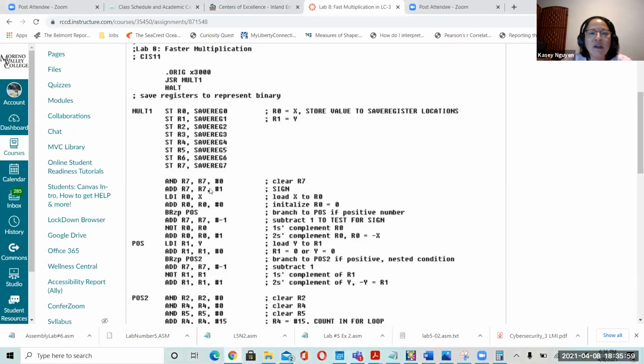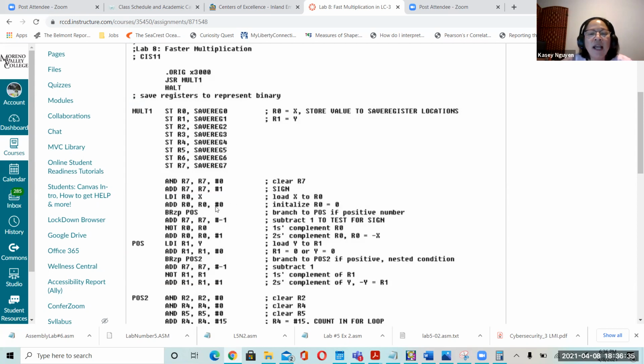So here is where we're going to load. We're going to add the 1 to register 7, so that we represent that as a sign. Then we are going to load X to register 0. And we want to initialize, right? Here you can do a clear, or you can do an add 0, the same. So we would initialize our 0 as 0.